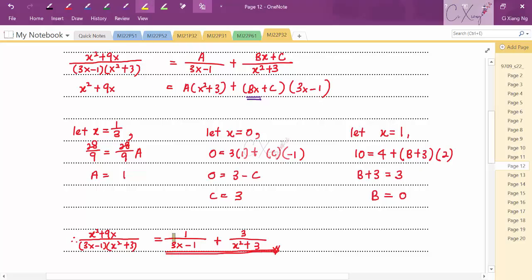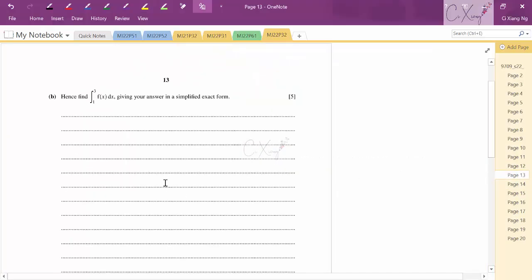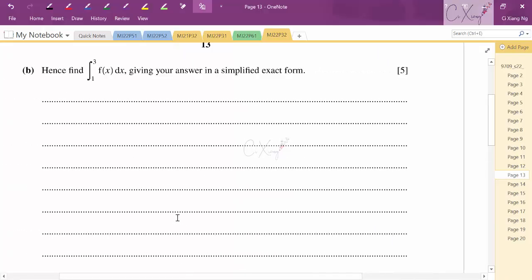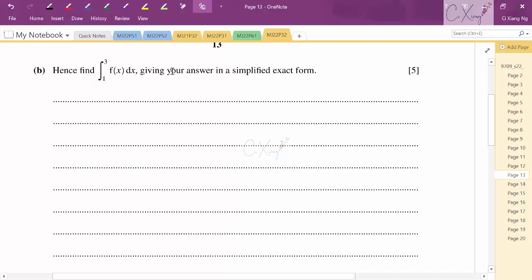Okay, so this is what we have for the partial fraction. All right, then now let's proceed to the next part. For this next part here, they want us to apply integration. So it is the definite integral from 1 to 3 for the function f(x).